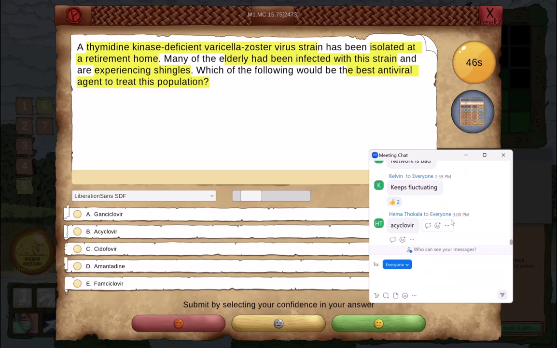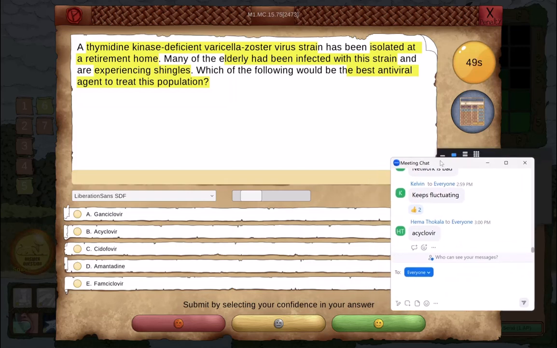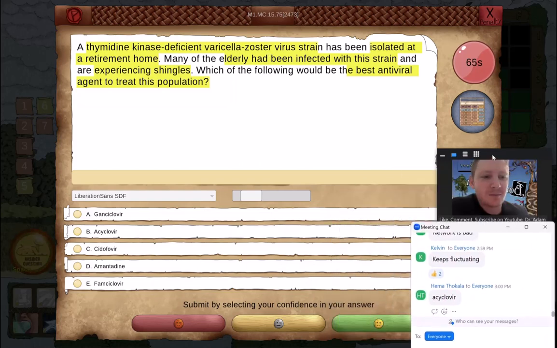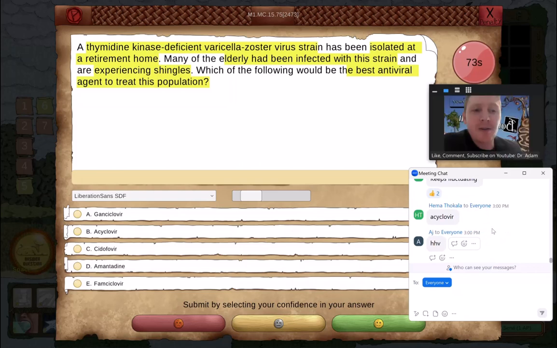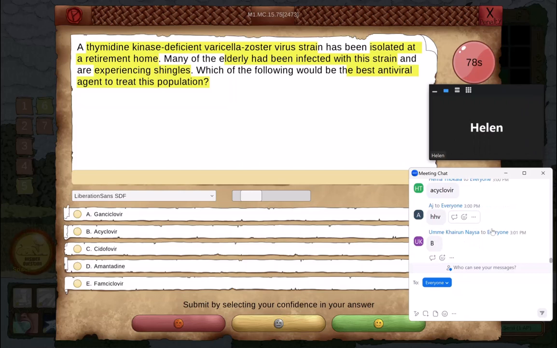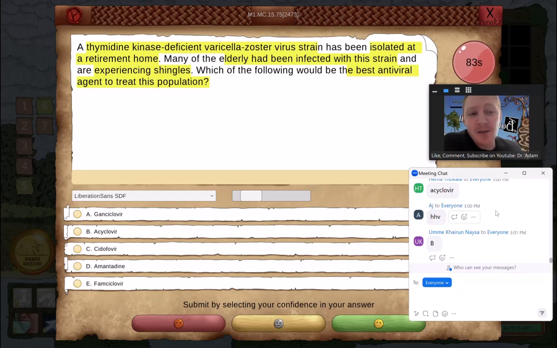I can guess. I don't know. So shingles is caused by what? So it says varicella zoster virus. So what kind of virus is varicella zoster? It's the RNA virus. So it's a herpes virus. Oh, yeah. And so how do you treat herpes, HSV1 and HSV2?